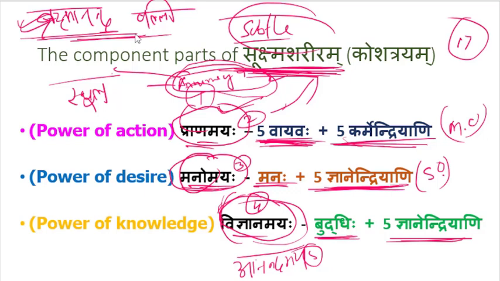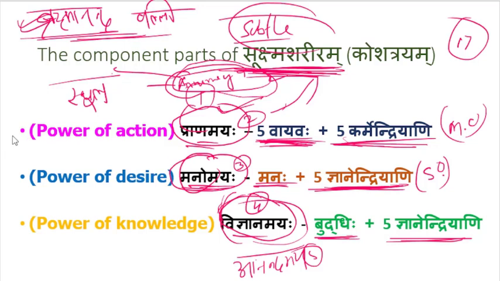So, the second Valli, Brahmananda Valli, explains about the Panchakoshas, the 5 layers. In this text, Sadananda also explained about the 5 koshas, but mainly he stressed on these 3 koshas, because these 3 are part of the Sukshma Sarira, the subtle body. I think this point is clear.